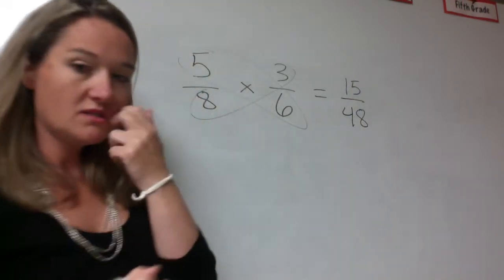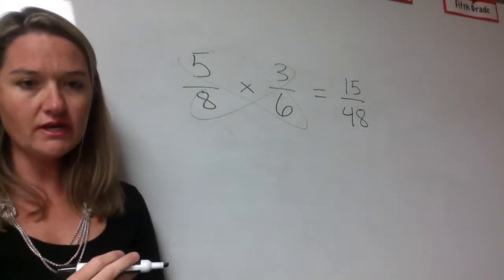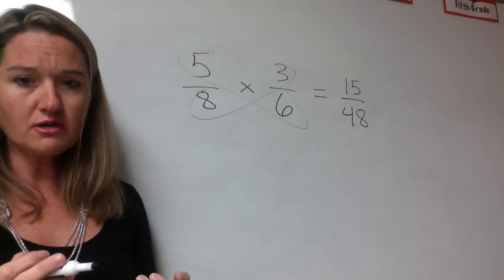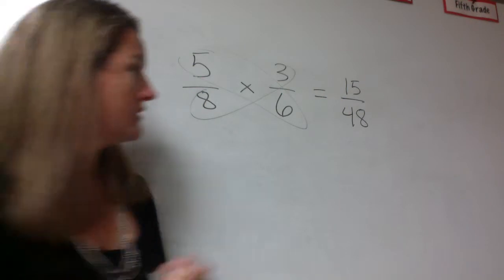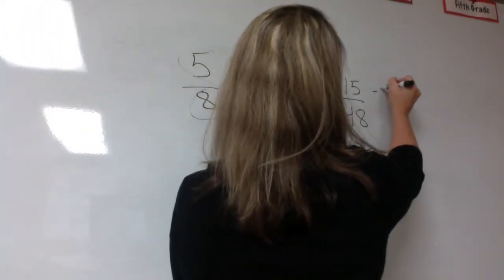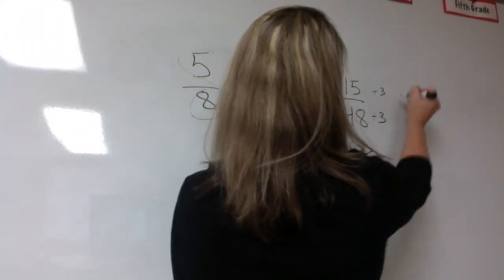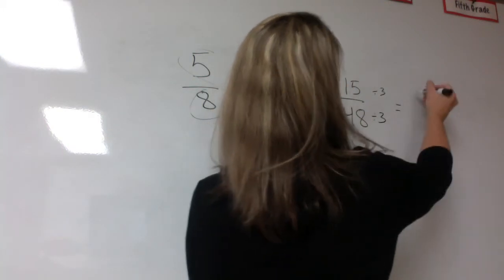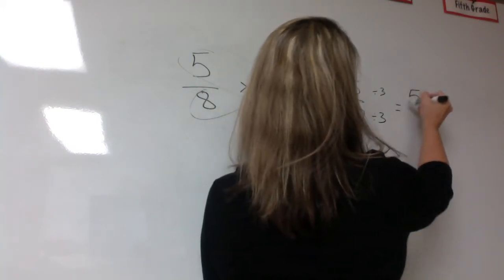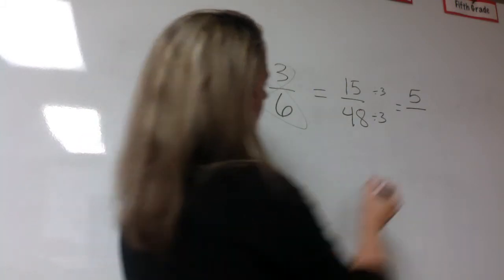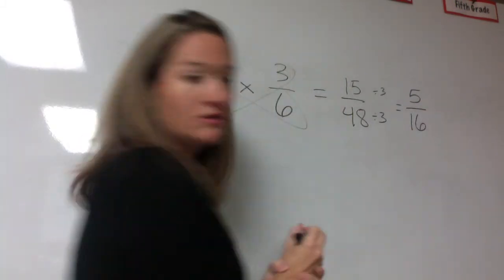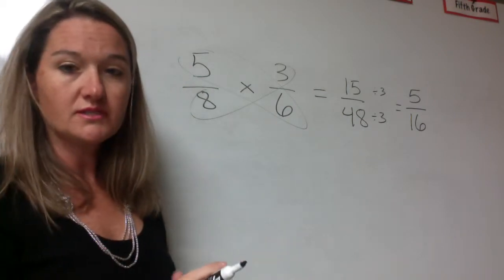So 15/48, do they have any factors in common? I do believe they're both divisible by 3. So divide by 3, divide by 3. That would be 5 over, 3 goes into 48 16 times. So now my answer is 5/16.